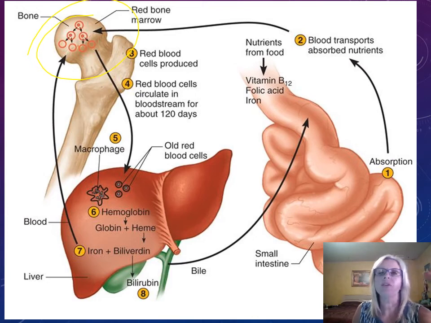All right, and then they're going to circulate for about 120 days. That is as long as they're going to be around. Macrophages will then destroy the older red blood cells in the liver and the spleen. Hemoglobin can then be liberated from the red blood cell and is broken down into heme and globin, and then iron from heme returns to red bone marrow to be recycled and reused. And then biliverdin and bilirubin are going to be excreted in bile.